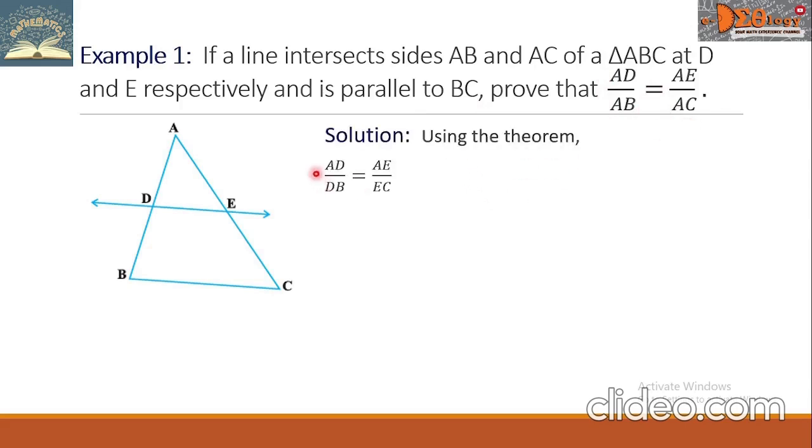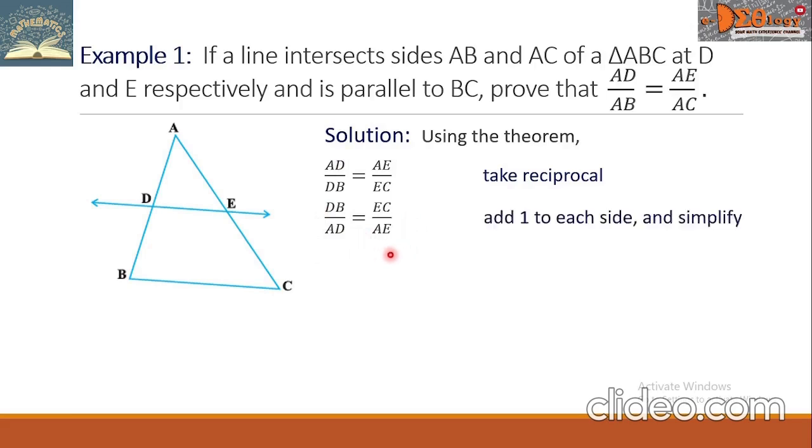Using the theorem, we can write AD over DB equals AE over EC. We can take the reciprocal of our ratio. So we write DB over AD equals EC over AE. Let us add 1 to each side and simplify. So it becomes like this.